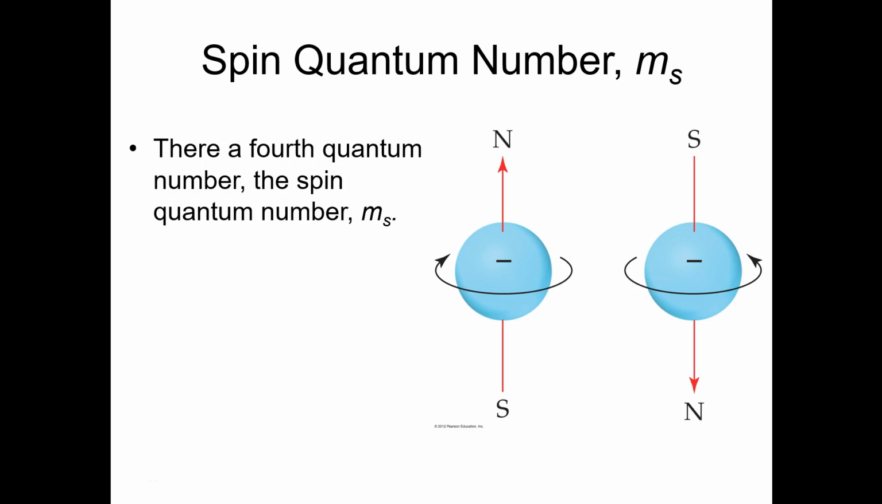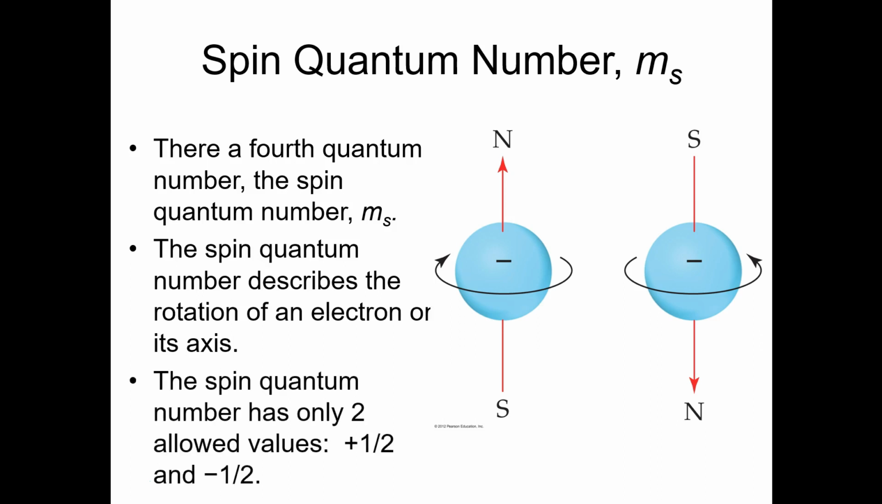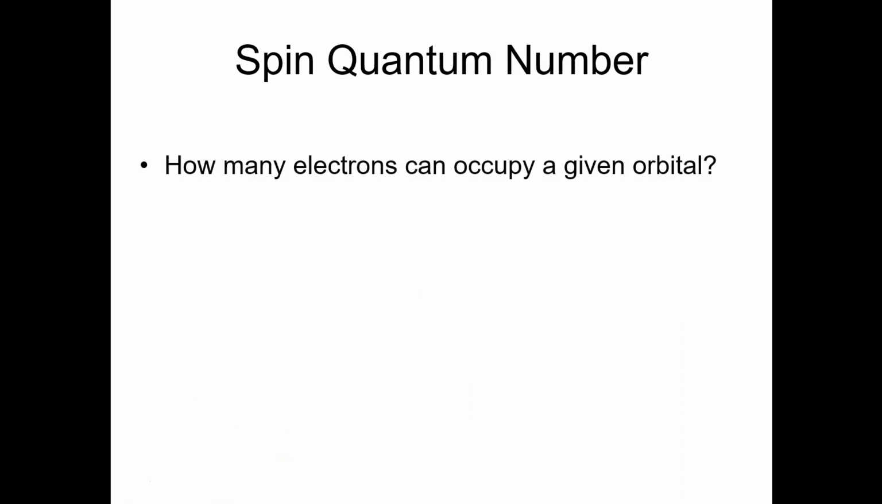There is a fourth quantum number, the spin quantum number, m sub s, and that describes the rotation of an electron on its own axis. And the spin quantum number has two allowed values, plus 1/2 and minus 1/2. If it's spinning in one direction, it's got a plus, and if it's spinning in the other, it's got a minus. You don't need to worry about associating a particular number with a particular direction of spin. Just know that an electron can spin in two directions, and therefore it can have two spin quantum numbers. And so that makes the answer to the question, how many electrons can occupy a given orbital?